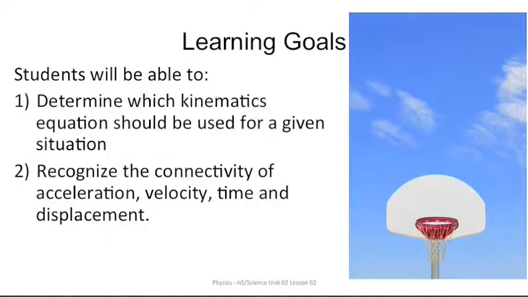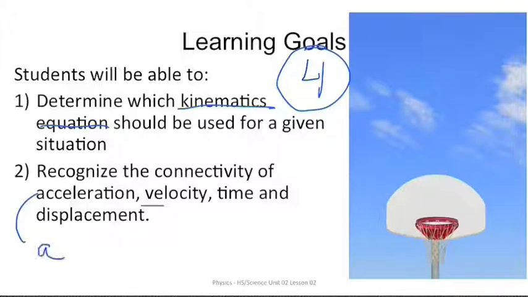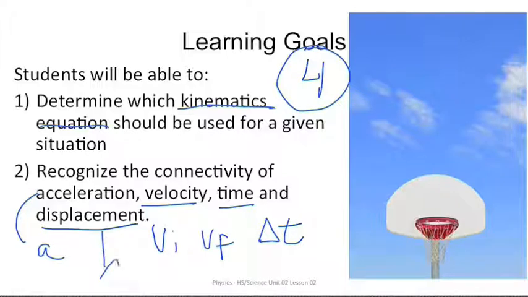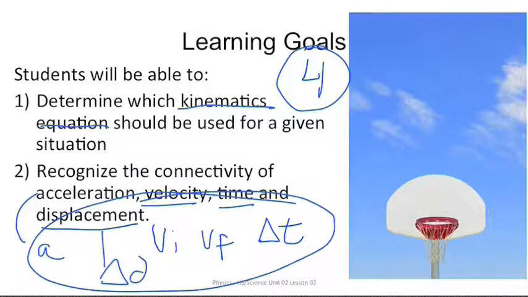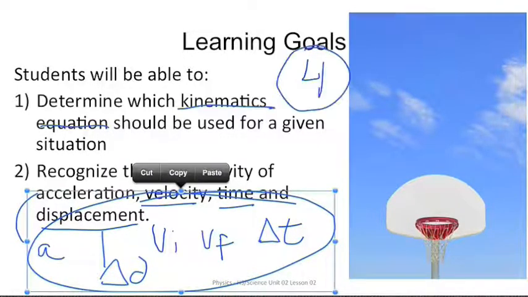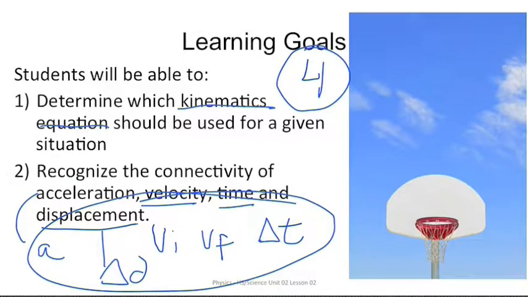what our learning goals are. Our learning goals in this case are we want to determine which of the kinematics motion equations we're supposed to use. So far we've learned 4, and the question is, how do we decide which one to use in any particular situation? In order to do that, we need to recognize the connectivity of acceleration, or A, velocity, which is VI and VF, time, which is delta T, and displacement, which is delta D. There's a connectivity between all those variables, so we need to be able to do that. So let's take a look at it as we go through here.